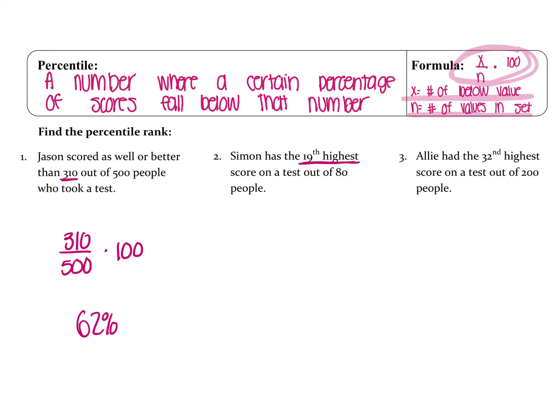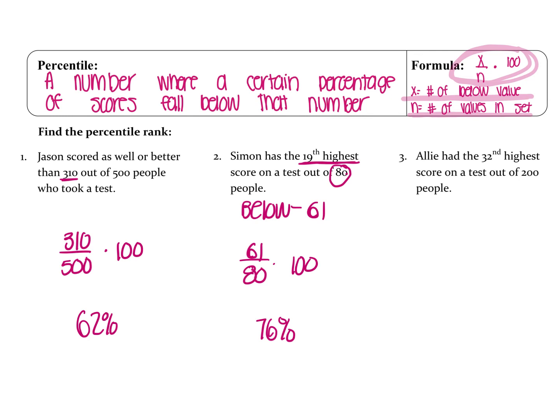Okay. It says Simon has the 19th highest score on a test. That's the 19th highest, meaning he's 19 from the top, so we have to figure out how many people are below him. I know it's out of 80, so I subtract 80 minus 19, meaning there are 61 people below him. So I take 61 divided by 80 times 100. I can just plug that into a calculator. I end up getting 76%, meaning that 76% of the population that took that test scored below Simon.